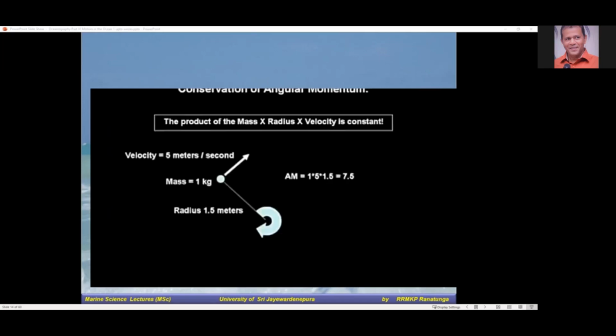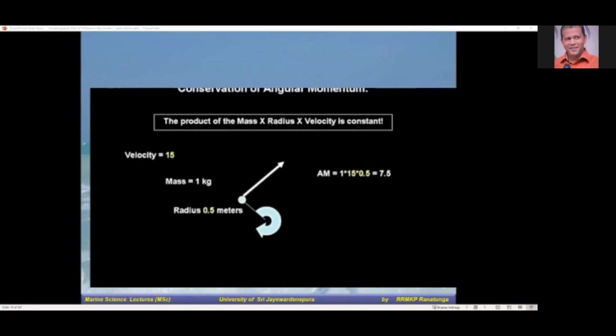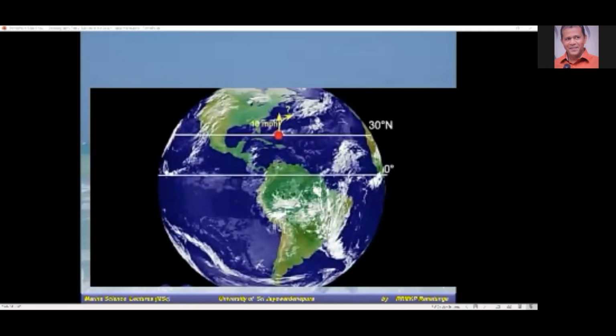so that the product of the velocity times the radius times the mass stays the same. As an example, let's consider a ball that weighs 1 kilogram on a string that is 1.5 meters long, spinning at 5 meters per second. When we calculate the angular momentum, we find its value is 7.5. If we shorten the string, we know that the ball will spin faster. So if the radius of rotation is reduced to 1/2 meter, the rotational velocity must increase to 15 meters per second so that the product of the mass times the velocity and radius remains at 7.5.